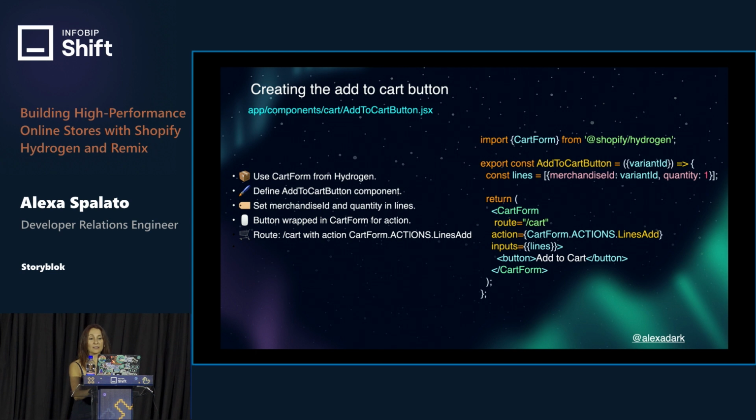Then our button is nested inside the cart form. So this ensures that a click translates to adding items to the cart. And thanks to the action lines add, it will trigger the function to add the items to the cart. And the action is directed to our cart route. So we place our button in our product page under the Shop Pay button.